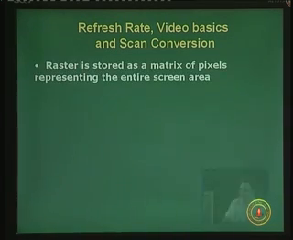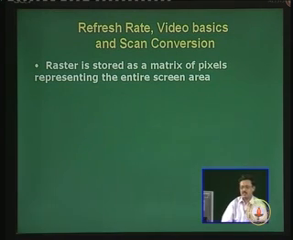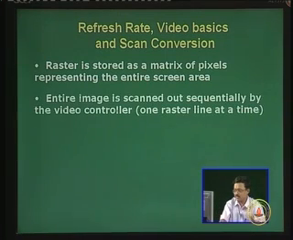Well, we had already talked about that the raster is stored as a matrix of pixels representing the entire screen area. We already know that. I reiterate that point. And then we also saw with an example that the entire image is scanned out sequentially. We know how it is done by the electron beam, and it is usually switched off, only switched on when you have to make a pixel glow. So, it is scanned out sequentially essentially by the video controller, which has control of the electron beam.